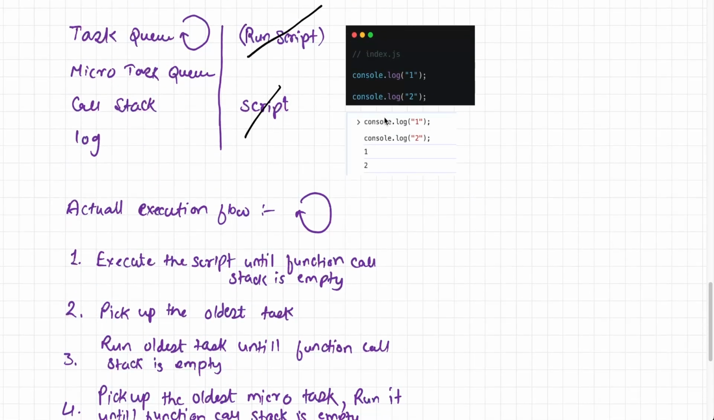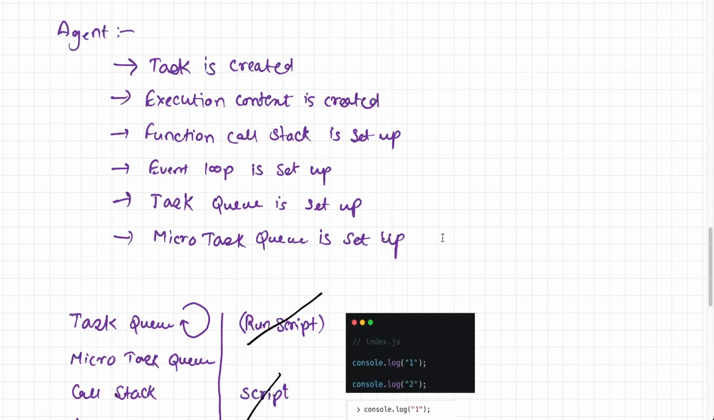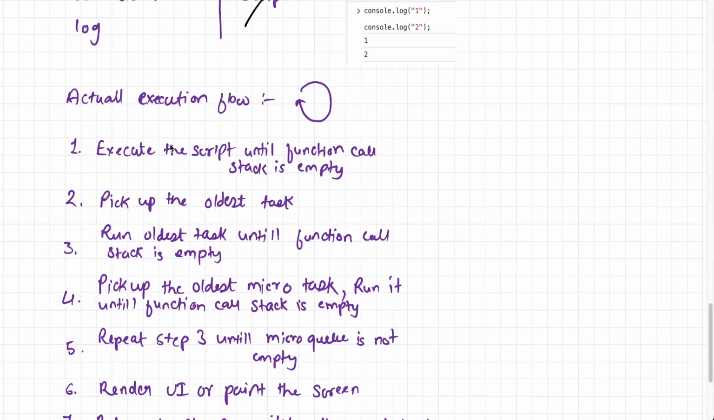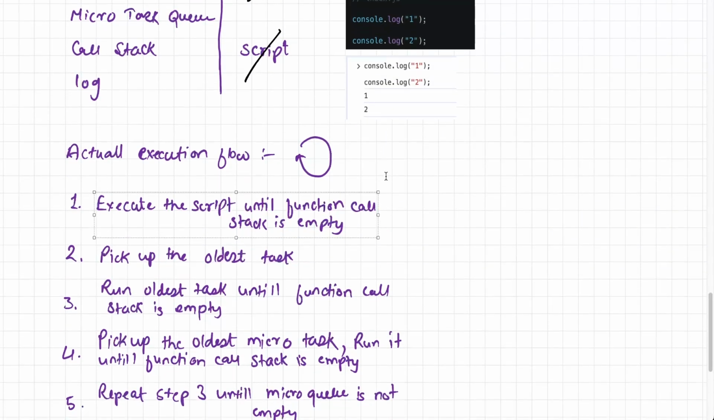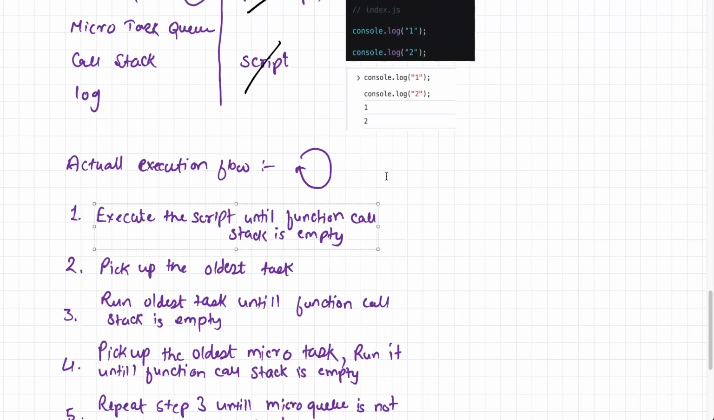But let me show you the actual execution flow of this script. So when we give this script to our JavaScript runtime, it's going to create the execution context for this script. Okay. So after the execution context is created, it's going to create a function call stack and set up everything which is required for executing this script. The first responsibility of the main thread is to execute this script until the function call stack is empty. So this is the first responsibility of the main thread, or we can say the agent.